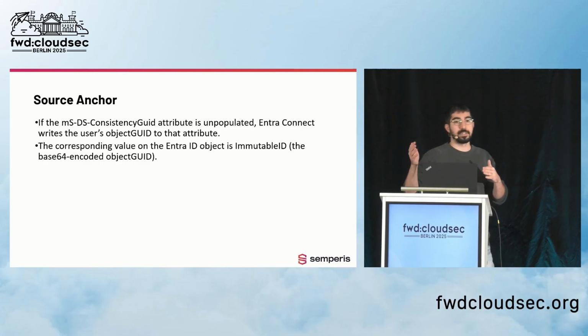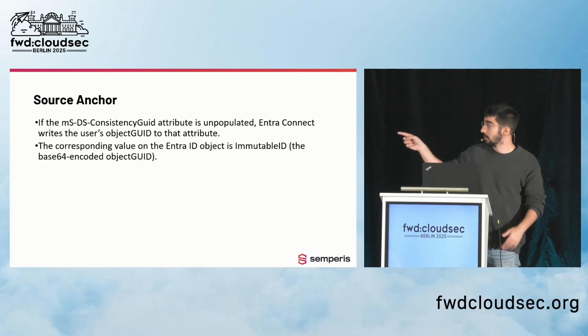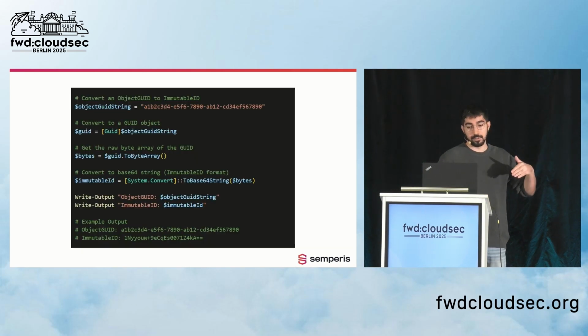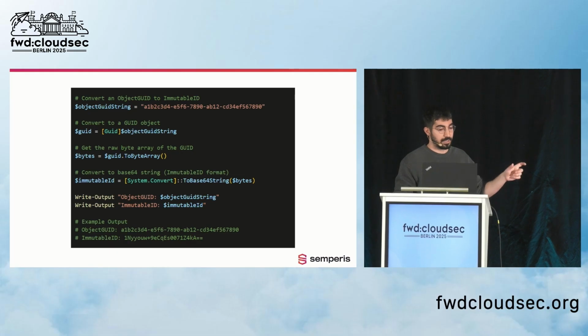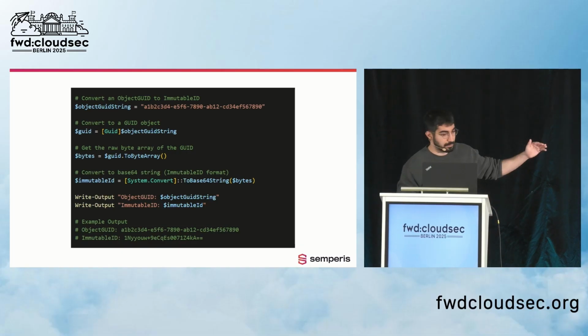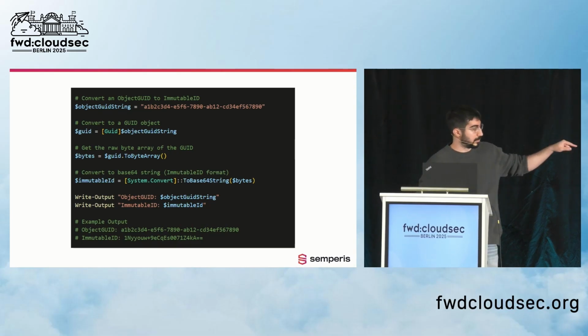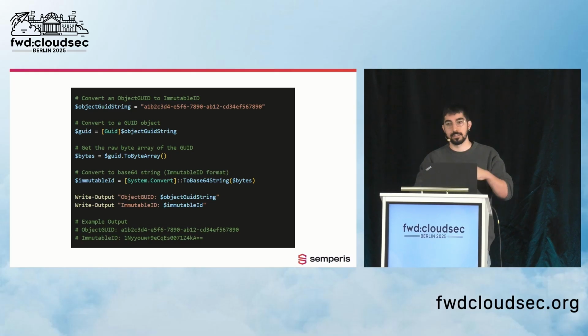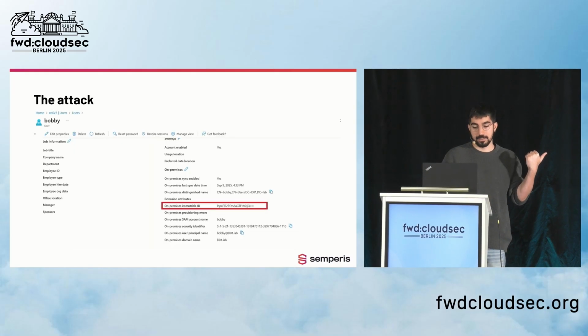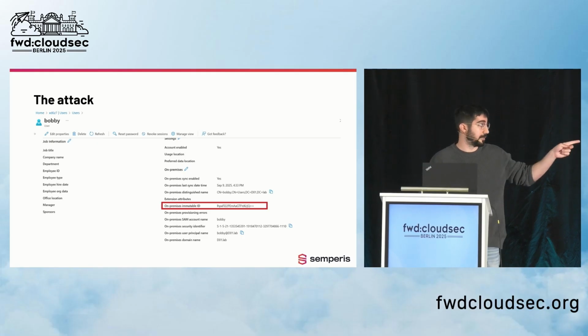And there's something that is saved in Entra ID, which is called the immutable ID. And we'll see it in a second. So how does it do the conversion? Pretty simple. We have the object GUID, we turn it into a byte array, and then we just convert it to a base 64 string. And as you can see from the example output, this is how it looks: the object GUID in AD, in the MSDS consistency GUID attribute, and the immutable ID, which will be saved in the Entra ID account. So, for example, we have Bobby. You can see that the on-premise immutable ID is saved in this account. It looks like that.